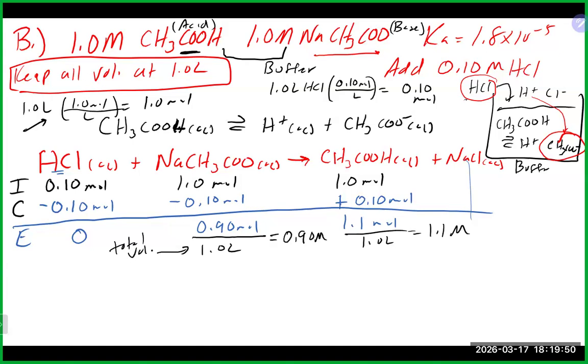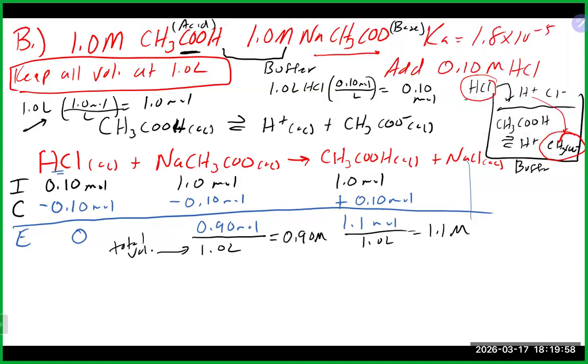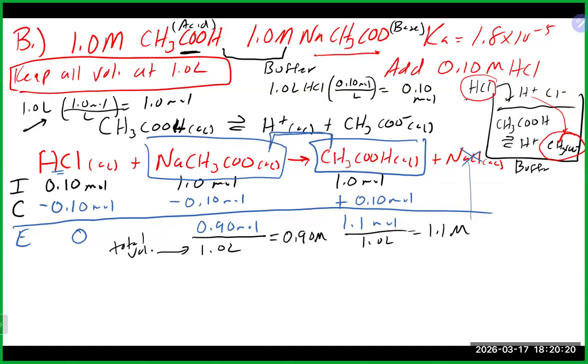Now, sometimes people get to the end of this and they go, I'm not really sure what I should do at this point. Your ice table does help you understand what you have left. If you look at your ice table, you should see that you have acetic acid left and you have sodium acetate left. We already eliminated worrying about the salt. You should hopefully still recognize that these two are still a buffer, so you still have your buffer left over at this point.